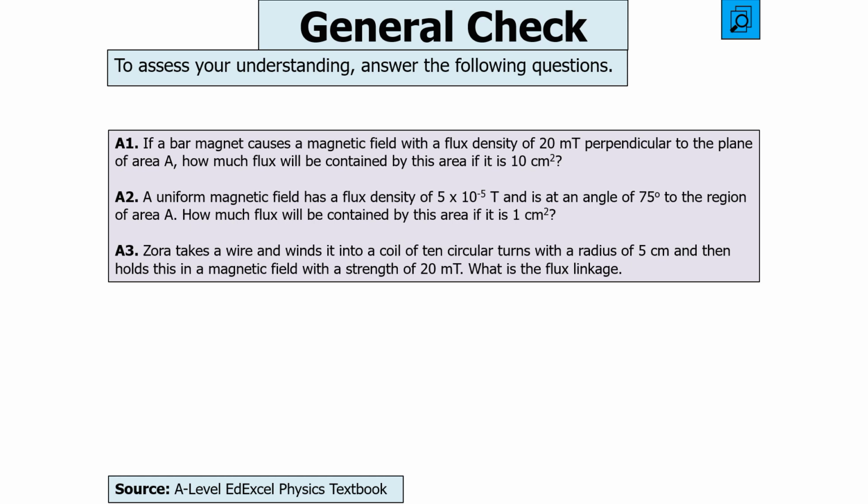Then Zora takes a wire and winds it into a coil of 10 circular turns with a radius of 5 centimeters and then holds this in a magnetic field with a strength of 20 milliteslas. What is its flux linkage? So pause the video now, then unpause the video when you want to go through your answer.